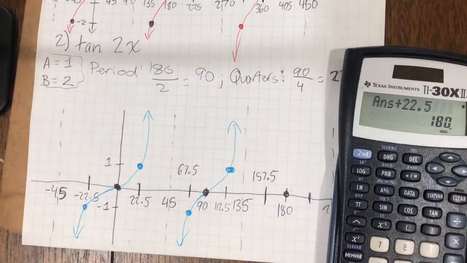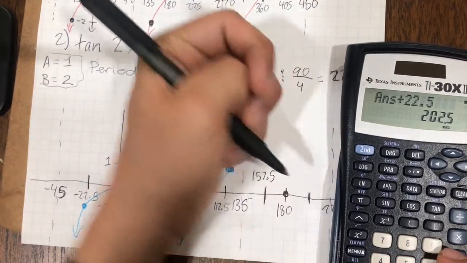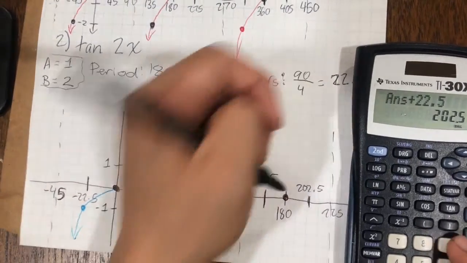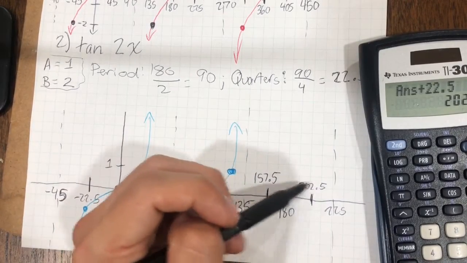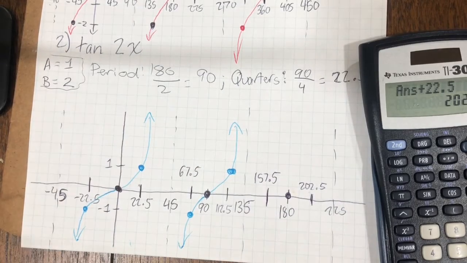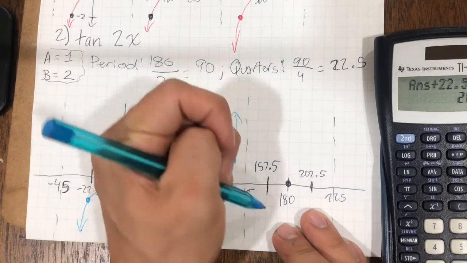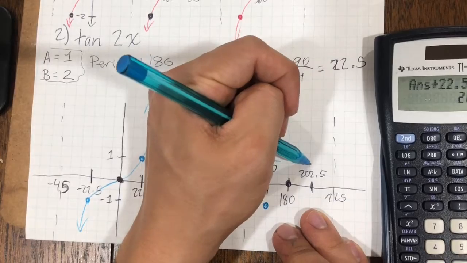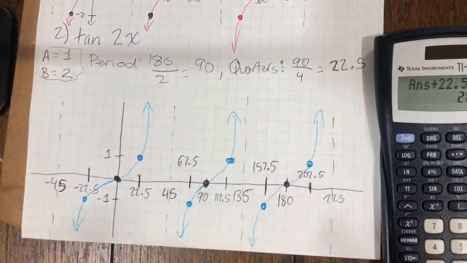Then add 180 to 22.5. That's going to give me 202.5. Look at these degrees. These are new. So then if we add this to 22.5, we should get 225. So then I'm going to use the pattern. Starting off after the asymptote is going to be a low point. Then we have the midpoint, and then we have a high point. Then connect the dots. And there we have it.